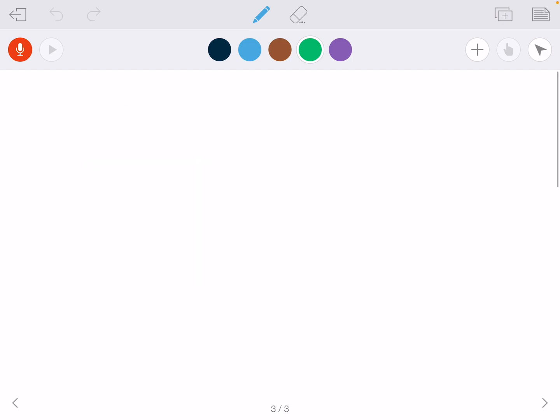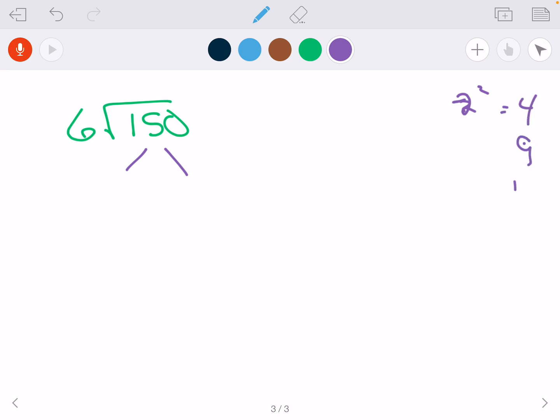And one more, just let me use a larger number. Let's try something like 150. Yeah, let's do 6 and the square root of 150. Okay, 150 is not a perfect square. So again, I've got my numbers right. 2 squared is 4, 3 squared is 9, 16, 25. So I'm going to have those notes handy when I'm doing this.